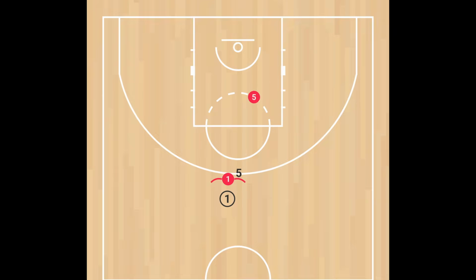If the big stays this deep, one of the simplest ways to punish a low drop is a pick and pop by the screener. You are forcing the big to make a decision: stay with the roller or step out to the shooter.